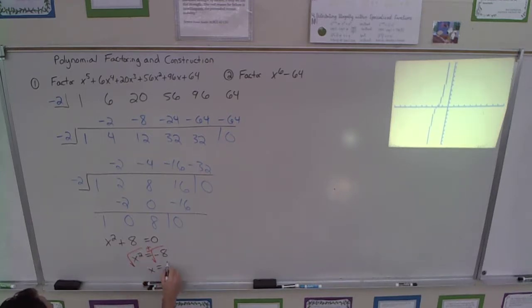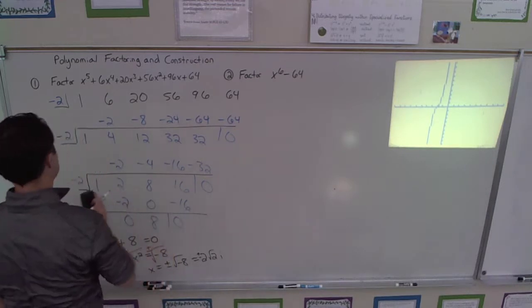So I've got x equals plus or minus the square root of negative 8. You guys tell me what that reduces to? 2i. There's an i. Square root of 8 isn't 2. It's 2 root 2i, plus or minus.